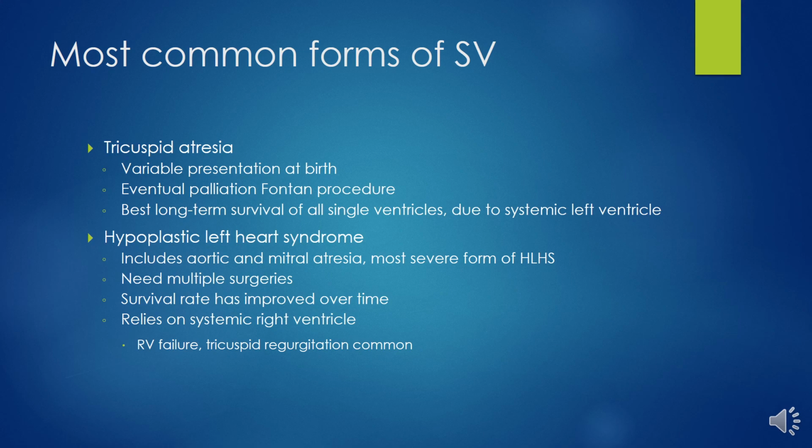The next category is functionally univentricular heart with heterotaxy syndrome. The heterotaxy syndrome describes the failure of the right and left differentiation of the thoracoabdominal organs and results in anomalies of the systemic and pulmonary venous connection, abnormalities of the organs, and heart defects.